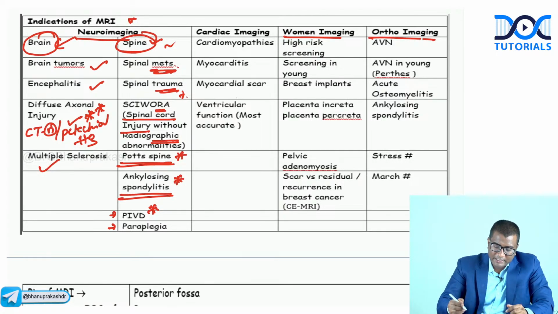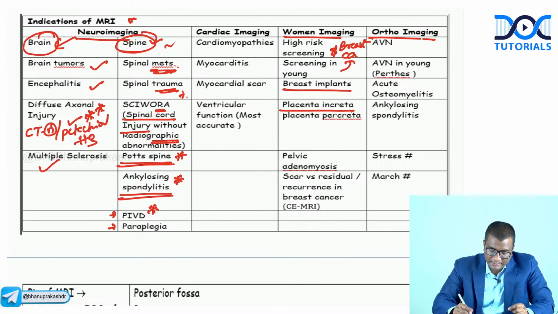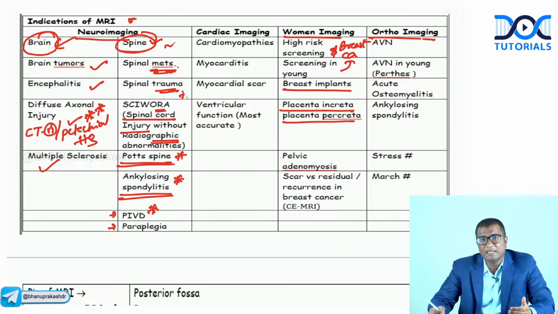There are a lot of indications of MRI in women imaging. We go for high-risk screening of breast cancer as well as screening of breast cancer in young patients, right? So for all of them, we go for MRI. For patients with breast implants, right, anything with the placenta increta, percreta, where we are trying to look at invasion of the placenta in the myometrium, right, pelvic adenomyosis, where the endometrial glands are invaded into the myometrium. So for all these conditions, right, investigation of choice is MRI.